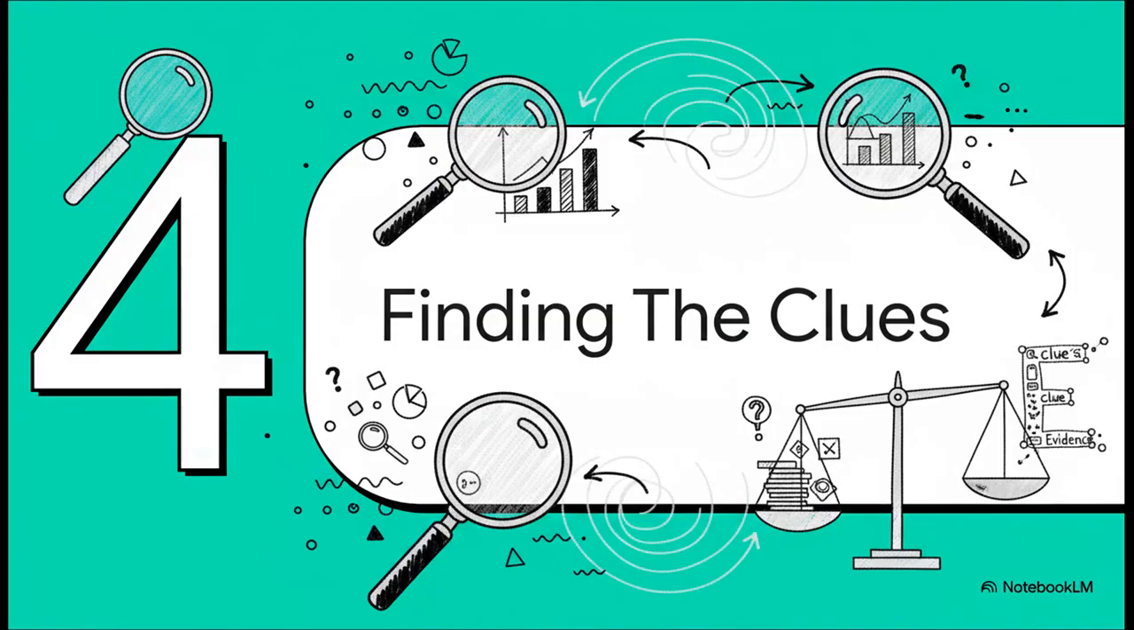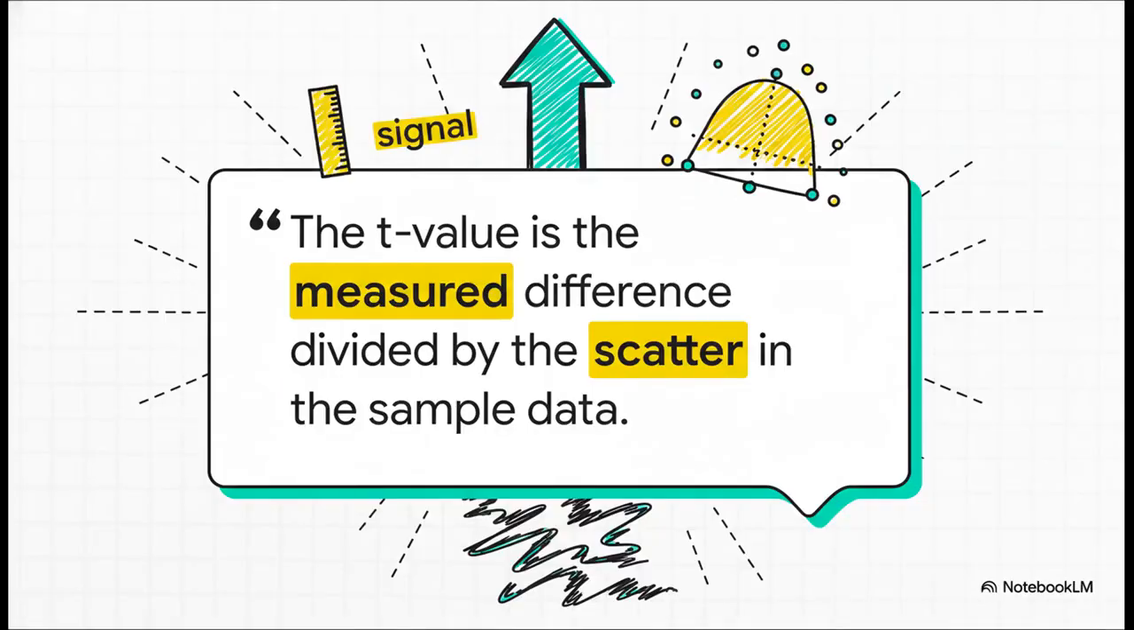All right, the stage is set. We've got our hypotheses, we've got our rule. Now it's time to actually dig into the data and find the clues that are going to lead us to an answer. I absolutely love this analogy. The entire t-test really boils down to this one number called the t-value. It's basically a signal-to-noise ratio.